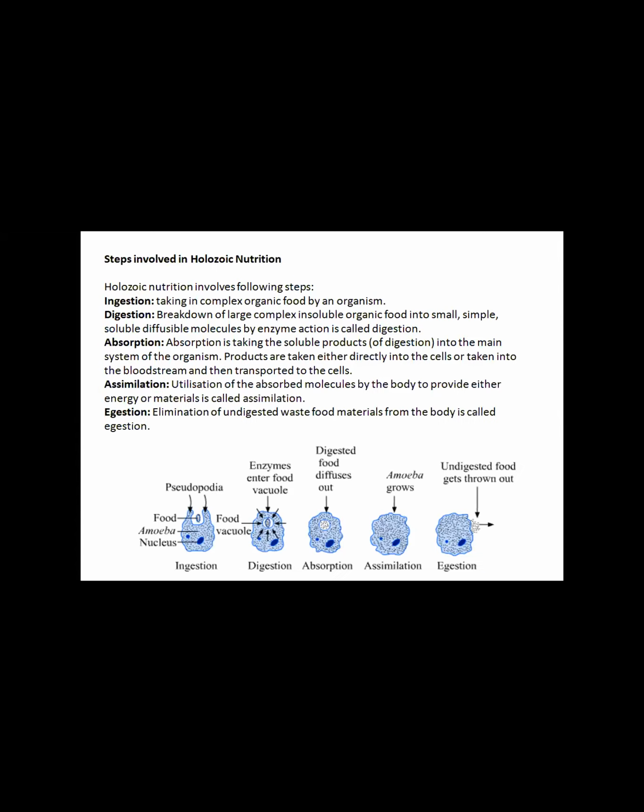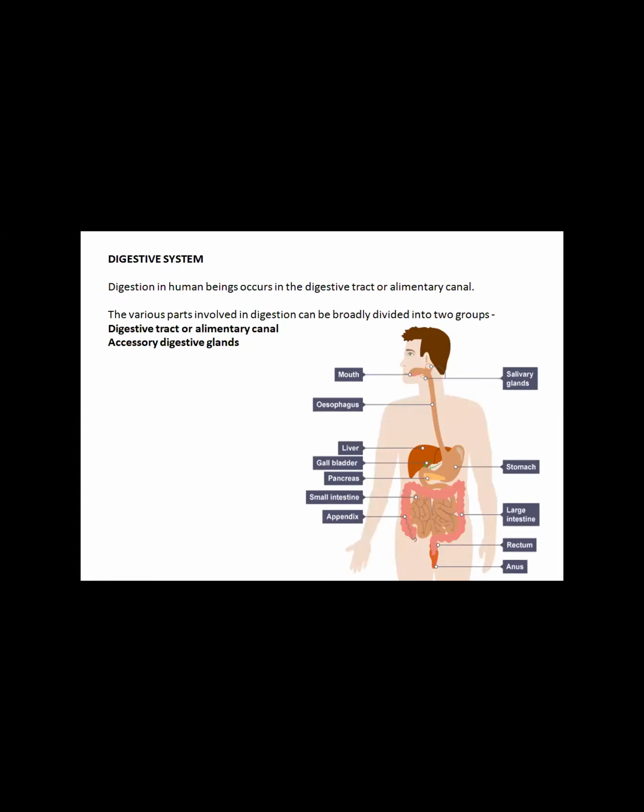So we had already started with the digestive system in human beings, right? We discussed what is digestion. We had already discussed the processes involved in holozoic nutrition. Five main processes, remember? Ingestion, digestion, absorption, assimilation, and egestion, right? So we had started with the digestive system in human beings.